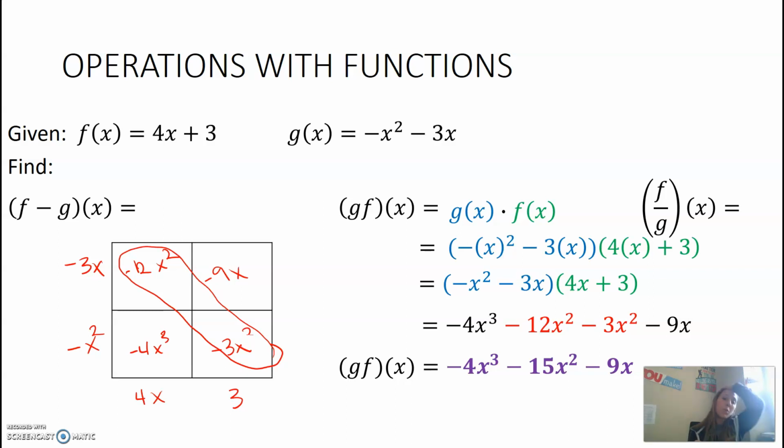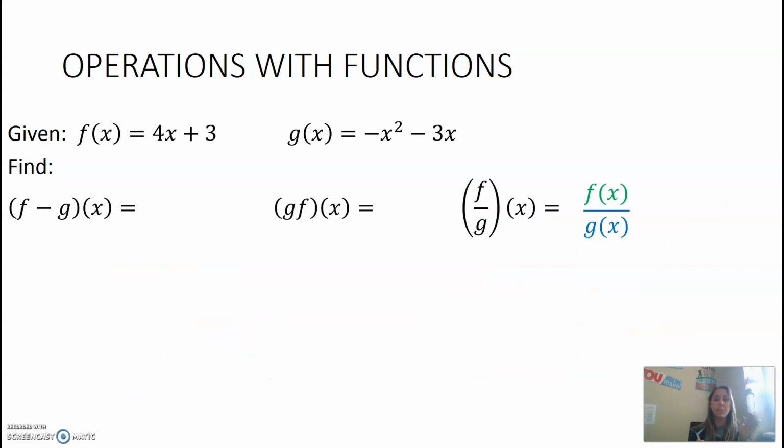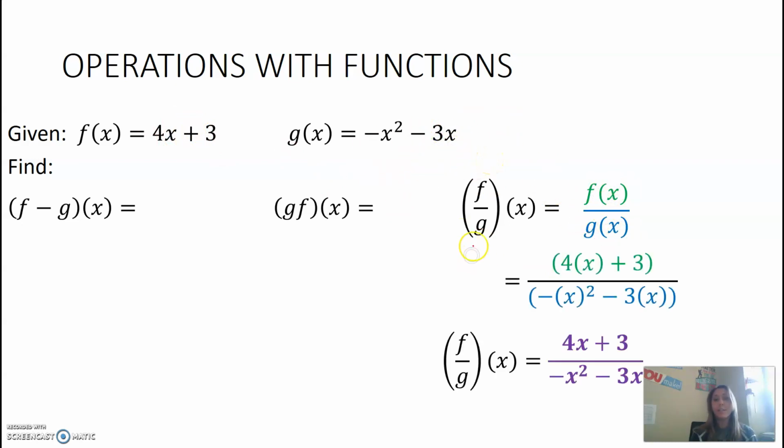All right, so now we're going to do the same thing with division. So again, I'm just going to substitute. I know what f of x is. It's this right here. It's 4x plus 3. I know what g of x is. It's negative x squared minus 3x. And I'm going to plug that all in. So I end up with 4x plus 3 over negative x squared minus 3x.